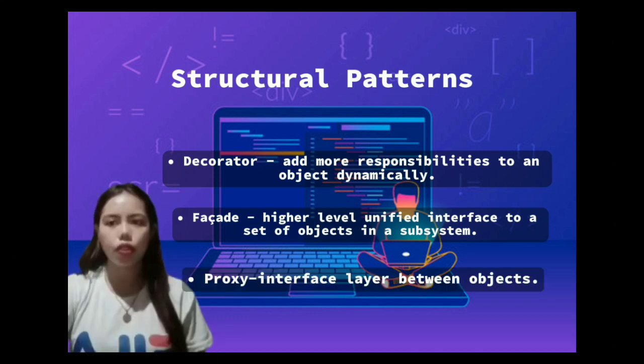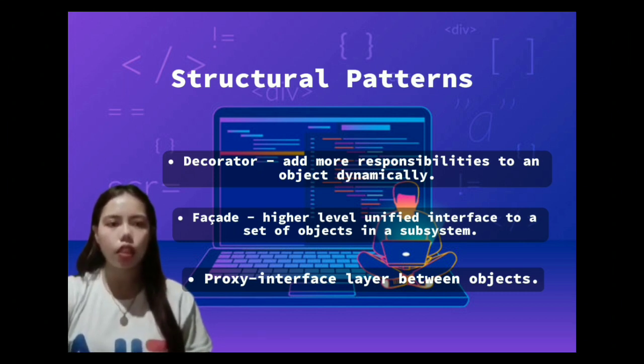Third one is proxy, an interface layer between objects. So this pattern allows you to attach new behaviors to objects by placing those objects inside special wrapper classes that contain the new behaviors. It is used to extend the functionalities of individual objects without altering their structures, allowing you to combine functionalities in a flexible and reusable way. It follows the open/closed principle, allowing you to add new behaviors without modifying existing code.